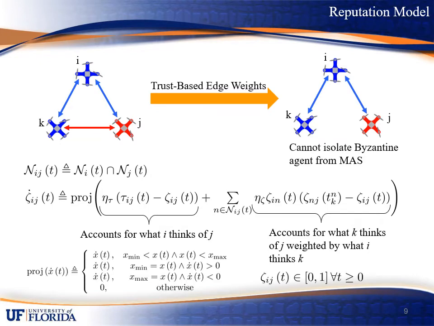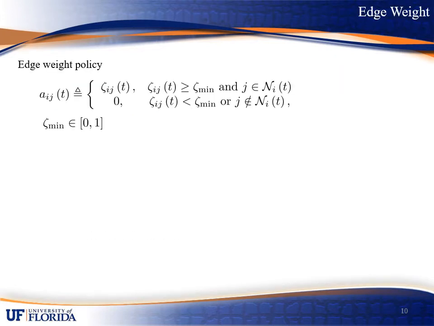Note that the projection operator is used to ensure that the reputation that agent i has for agent j at time t is contained within a user-defined set. For example, if we select xmin to be 0 and xmax to be 1, we can then ensure that the reputation that agent i has for agent j, denoted by zeta ij, is contained within the interval [0, 1] for all time. We then define the edge weight policy as presented here.